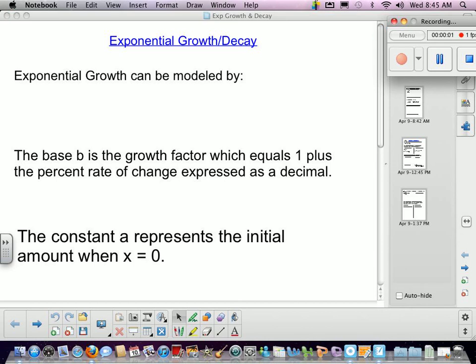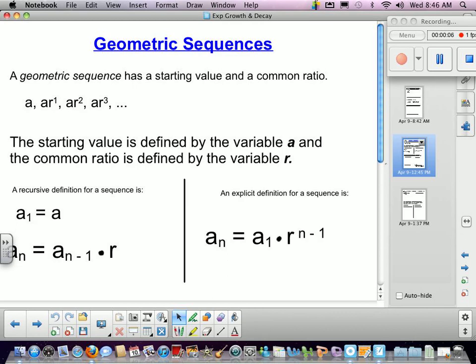Alright, so here's a quick lesson on geometric sequences. We're going to start out by defining a geometric sequence as having a starting value and a common ratio. In this geometric sequence, the starting value is defined by the variable a, and the common ratio is defined by the variable r. You see in each one, we're multiplying that particular r by the a.